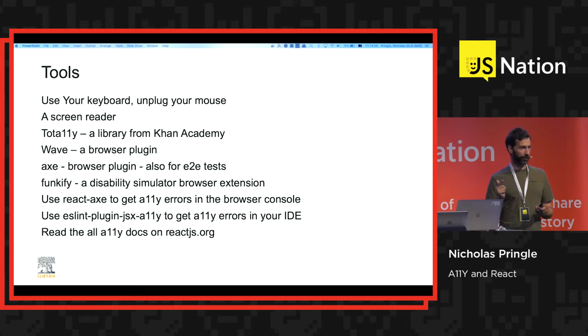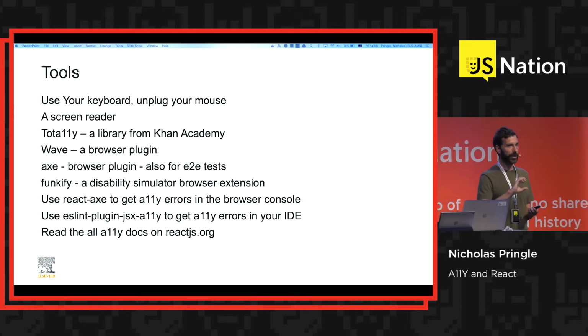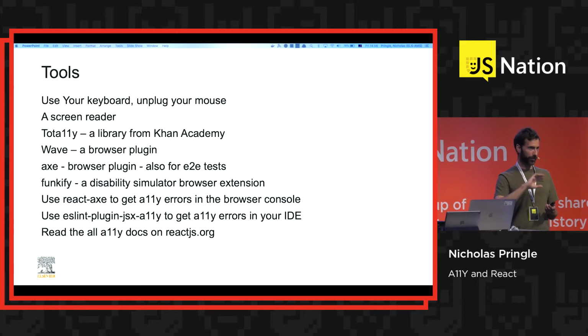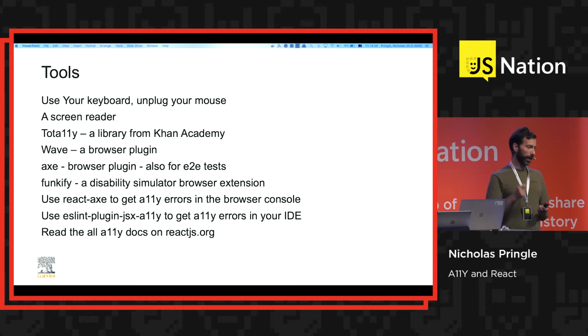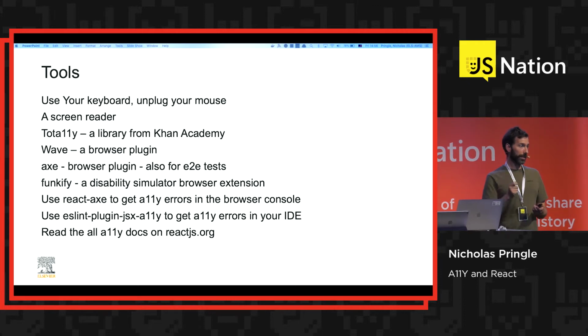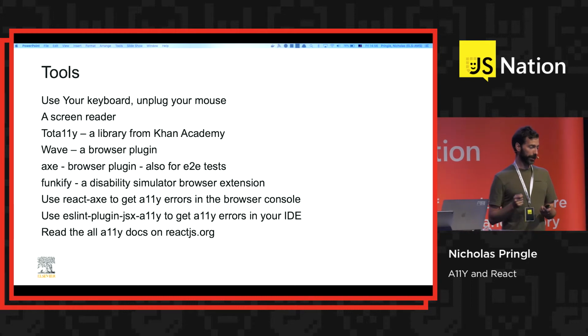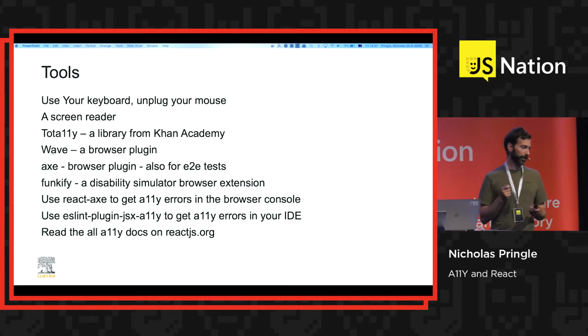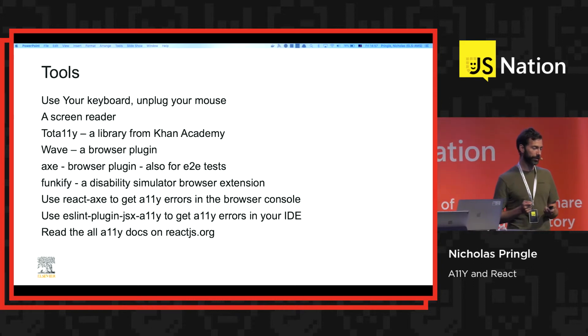There's Tenon, which is a library from Khan Academy. You actually run it in your application, maybe on your dev server, and you can use that to check various accessibility issues. You can use browser plugins, such as WAVE and Axe. Axe you can additionally use in end-to-end tests, which is great for your testers. There's another good one for doing exploratory browser tests, Funkify. It's a disability simulator, also a browser extension.